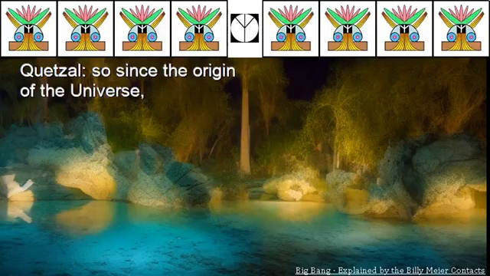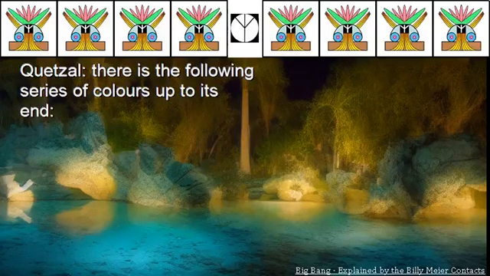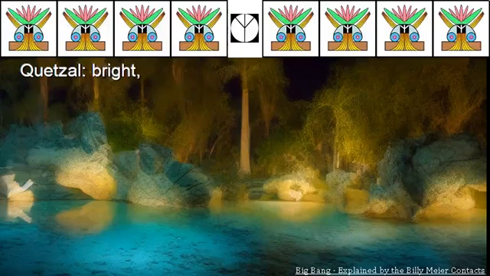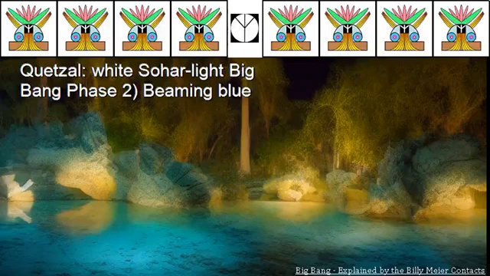So since the origin of the universe, there is the following series of colors up to its end. 1. Beaming, bright, white Zohar light, Big Bang phase. 2. Beaming blue.